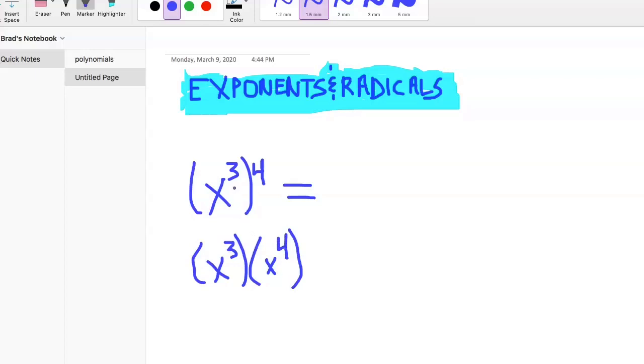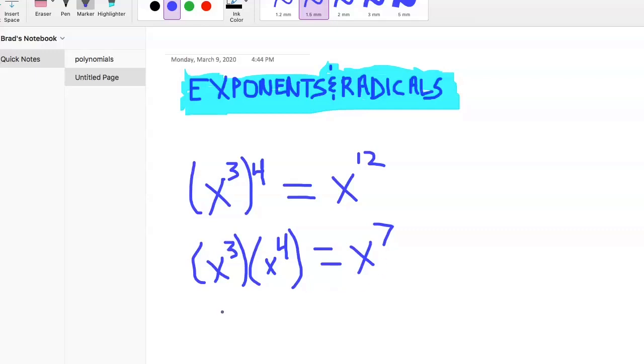All right, so x to the 3rd to the 4th, when you see something like this, you're multiplying the exponents, and that'll give us x to the 12th, because 3 times 4 is 12. But down here, x to the third times x to the fourth, which is what we did on the first two problems, we're adding these exponents. 3 plus 4 is 7, and we get x to the seventh. So those are really two different types of problems.